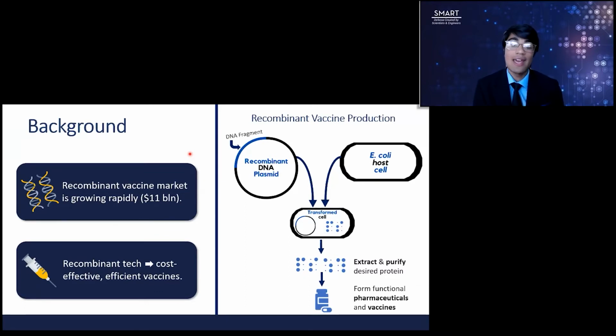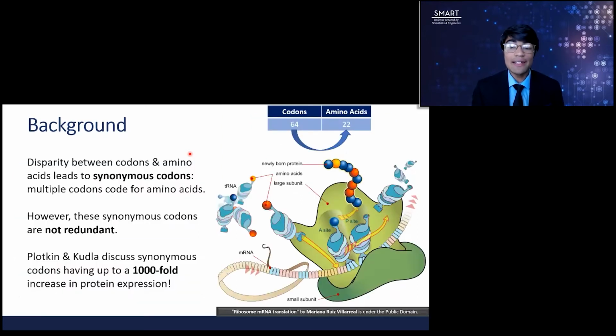After purification, this output protein can then be used to form functional pharmaceuticals and vaccines that are more cost-effective than traditional techniques. Now, when designing the recombinant DNA plasmid, synonymous codon usage bias arises. There are 64 codons, each of which codes for an amino acid. However, there are 22 amino acids. This results in synonymous codons, where multiple codons may code for the same amino acid. And inside of the ribosome, although the same protein is produced, the synonymous codons are not redundant.